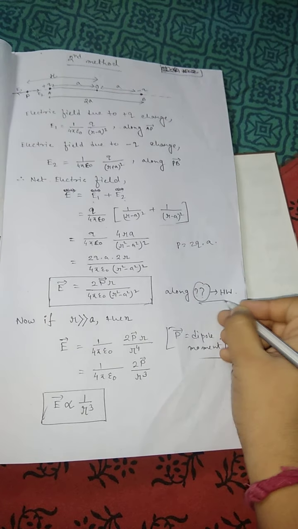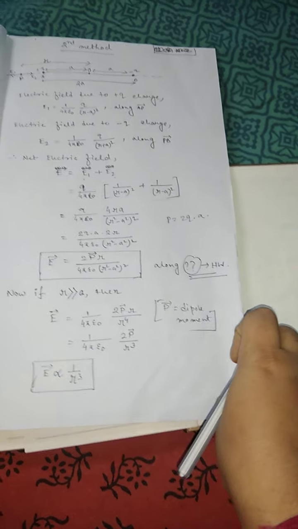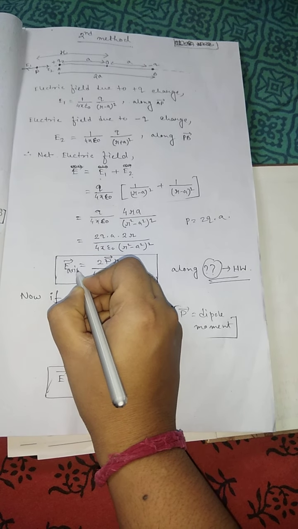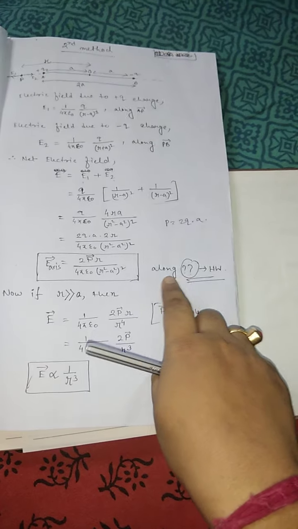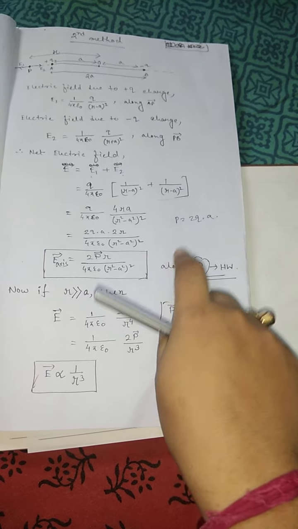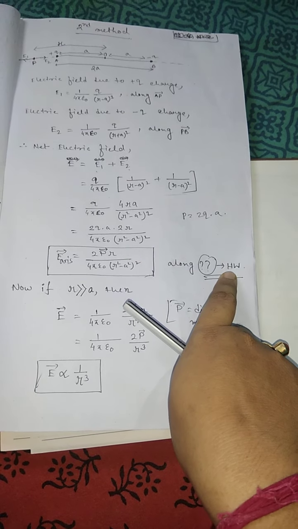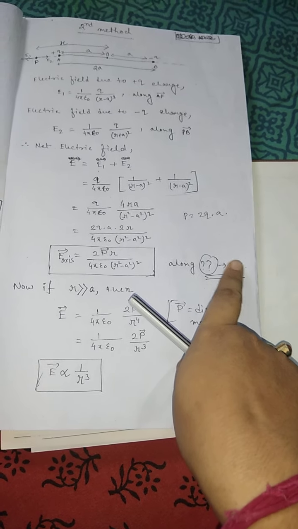Now this is your homework for this method. Along which direction is this net electric field, or we can write it as E axis, at point P? What is the direction of the net electric field at point P? This is your homework. You tell me the answer in the comment box.